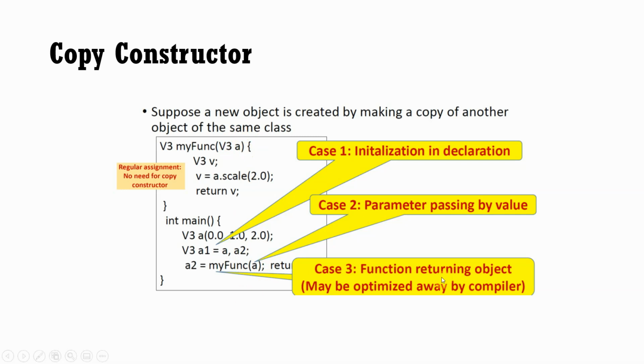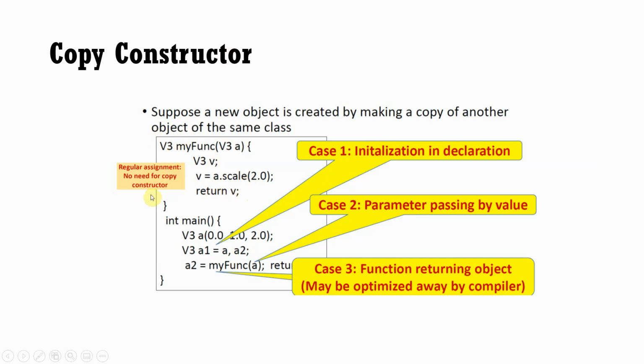The last case, which is not always called in every compiler, since in many compilers this can be optimized, is when you return an object by value. If you remember from your previous courses, whenever we return an object by value, the compiler creates a copy of it. Because when we are returning v, the scope of v is this function.